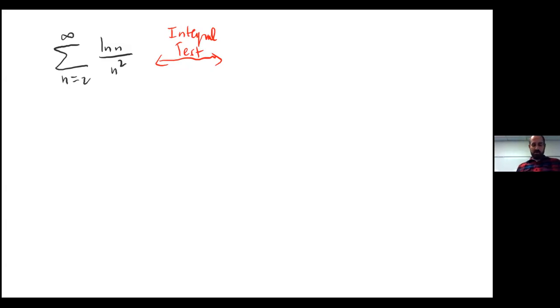So what integral am I going to compare this to? The integral from where to where? Of logarithm of x over x squared dx. What do we do with this mess? What are we going to do with that? What do you guys think? Okay, so if you integrate this thing by parts, let me rewrite this: the integral from 2 to infinity, x to the minus 2 times logarithm of x dx.